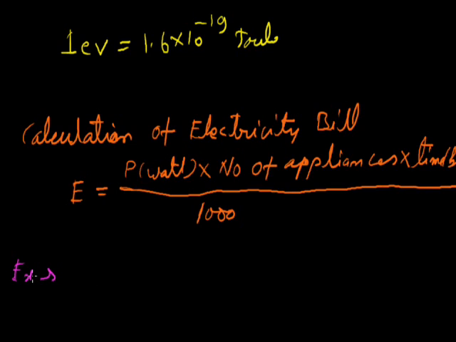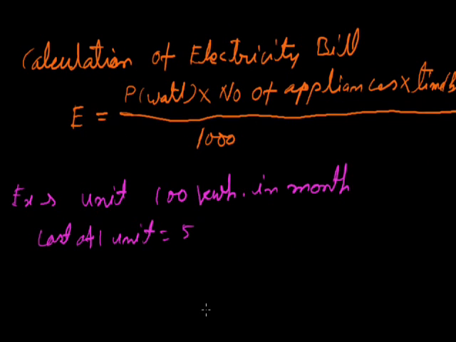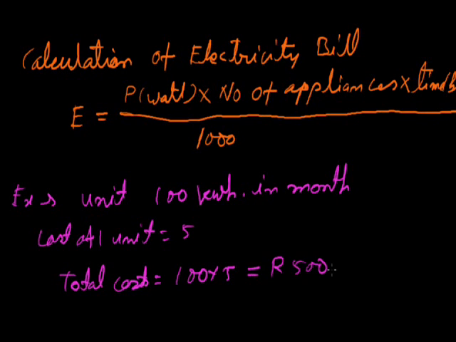Let us take one example for this calculation. Suppose the electric appliances of a house consume 100 kilowatt hours of energy in a month. So the units are given as 100 kilowatt hours in a month. Now the cost of one unit is 5 rupees. Then the total cost will be 100 into 5, which means 500 rupees.